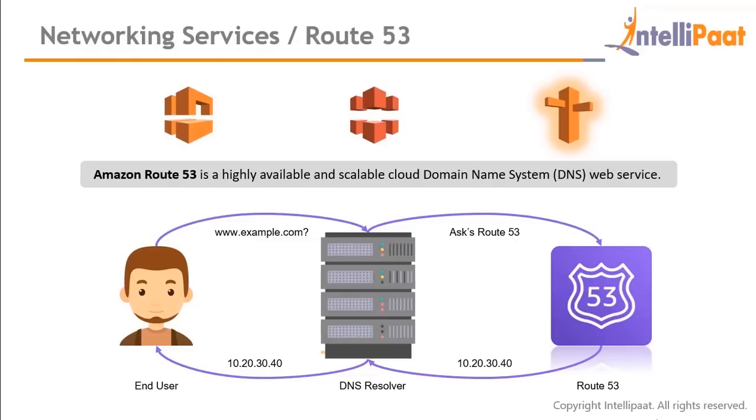For example, if an end user asks for a website called example.com and the DNS resolver checks it, and if it doesn't have it, it asks Route 53, which you have configured. Route 53 converts that particular domain name to an IP address and sends it back to the DNS resolver, and that IP address will be forwarded to the end user, and he can use that IP address to access that web service. So this is all about networking services. Now let us move on with the next service domain.